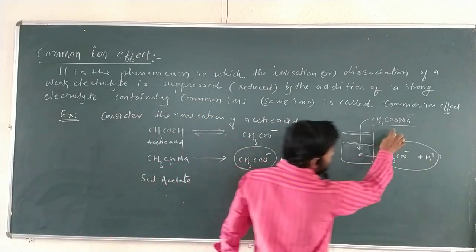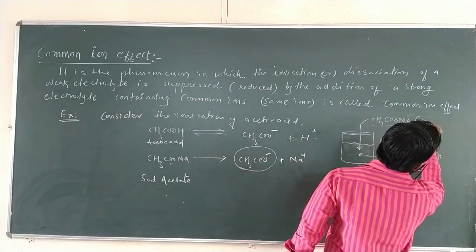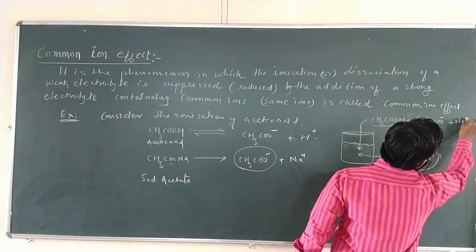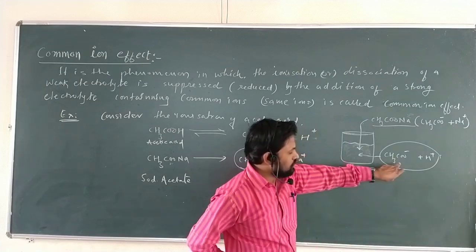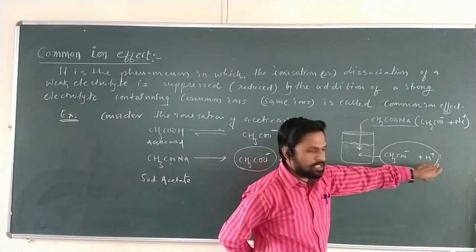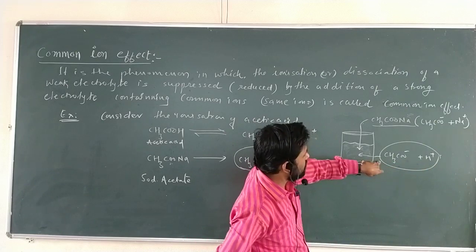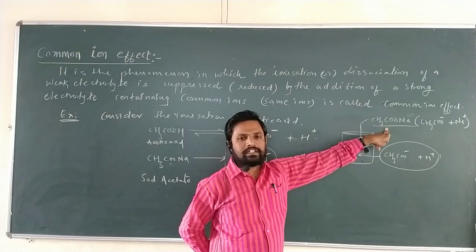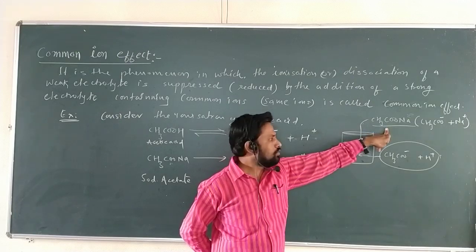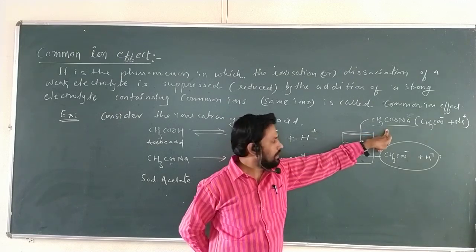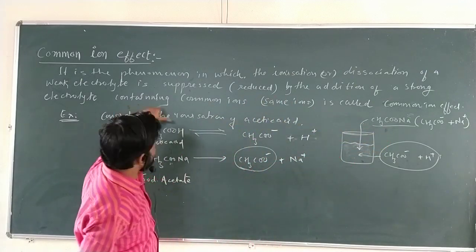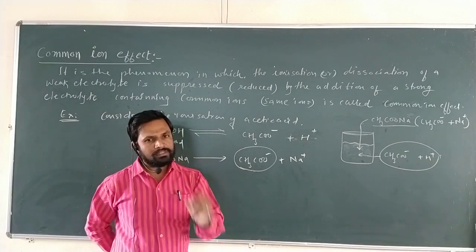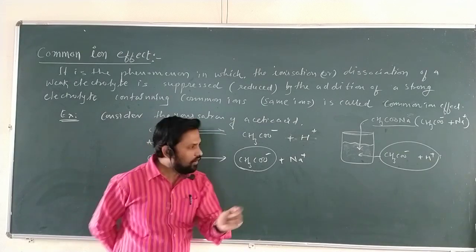Now see, CH3COONa is there as CH3COO minus plus Na plus. We already have CH3COO minus and H plus ions in the solution. Into the same solution we are adding sodium acetate as a strong electrolyte containing the common ions. What electrolyte are we adding? We are adding a strong electrolyte containing the common ions. This is very important. Containing the common ions means the same ions as the weak electrolyte.